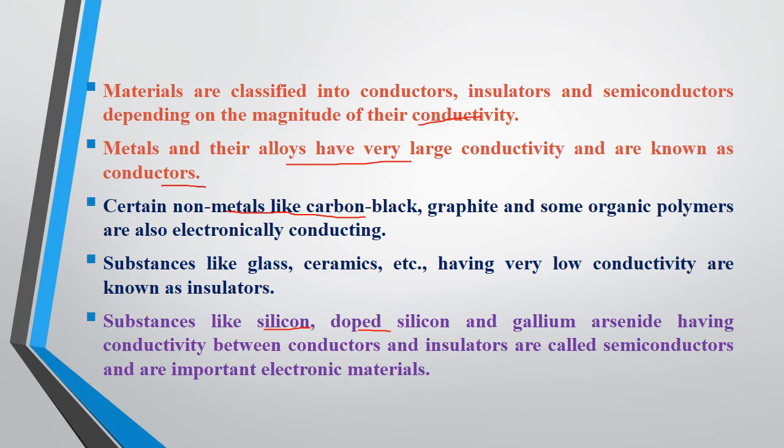Materials which are classified into conductors, insulators, and semiconductors are said to be a part of the practical approaches of electrochemistry, which depends on the magnitude of their conductivity. Metals and their alloys have very large conductivity and are known as conductors. Certain non-metals like carbon black, graphite and some organic polymers are also electronically conductive. Substances like glass and ceramics, having very low conductivity, are known as insulators. Substances like silicon, doped silicon and gallium arsenide have conductivity between conductors and insulators. That's why they are said to be semiconductors and are very important electronic materials.